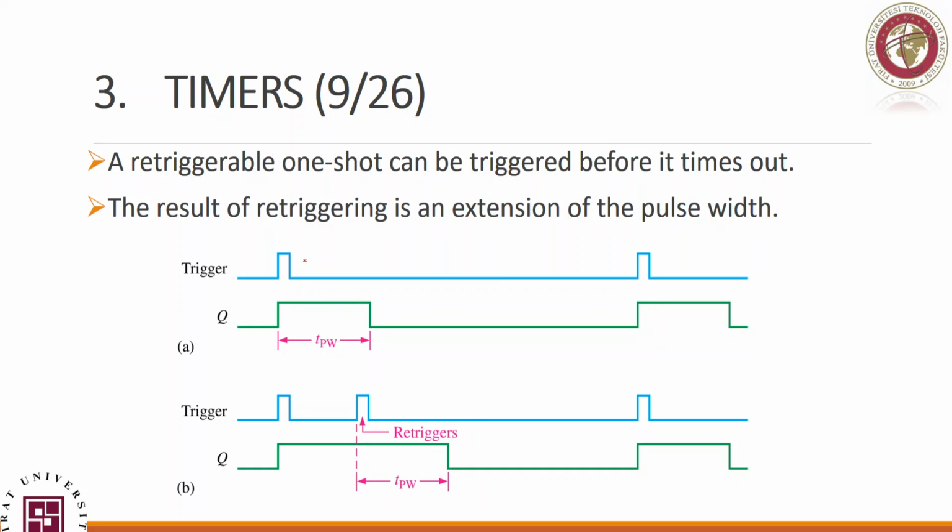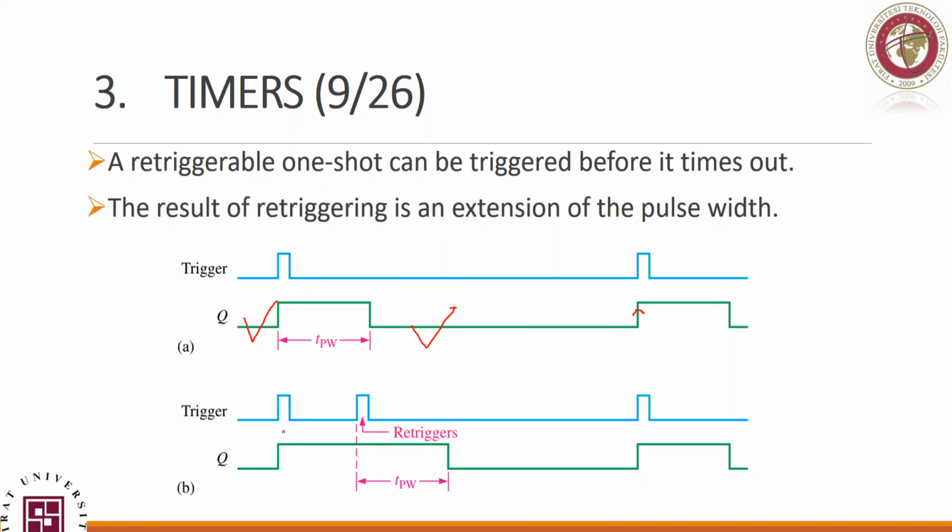For the retriggerable, as I explained a few minutes ago, if you retrigger it during its unstable time, it will extend it. How? I will explain it to you. Look at the trigger. Let's say we have this instability period like this. If it is just TPW like here, we are not triggering during its instability period. This is stable, so we are triggering it again during its stable period, so we get instability again with no problem.